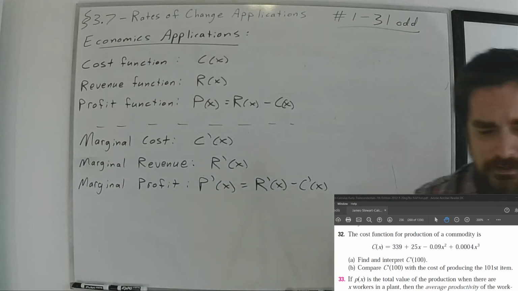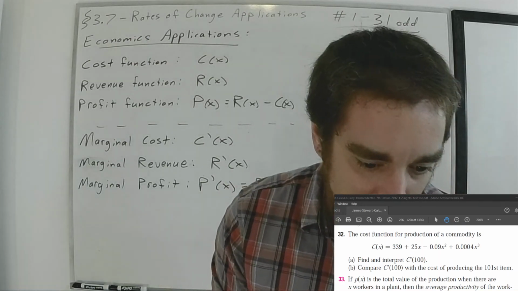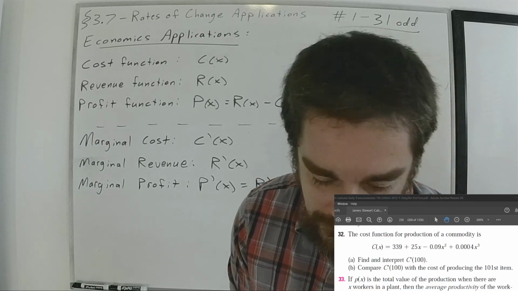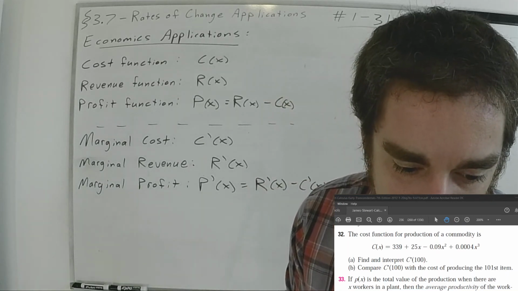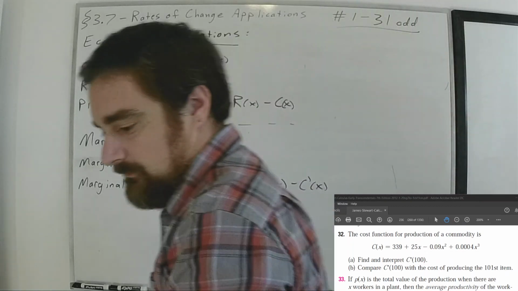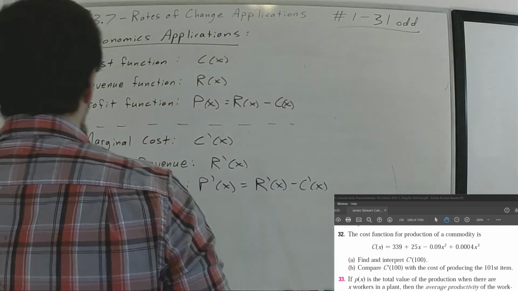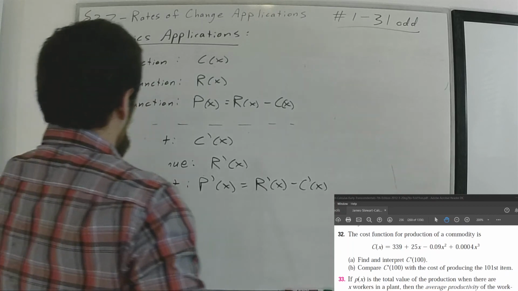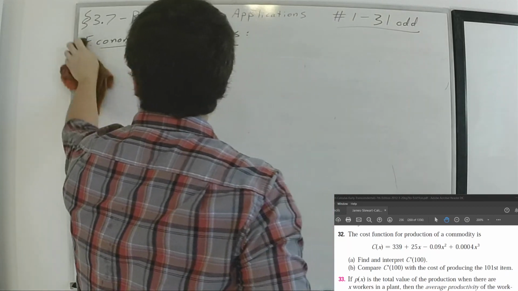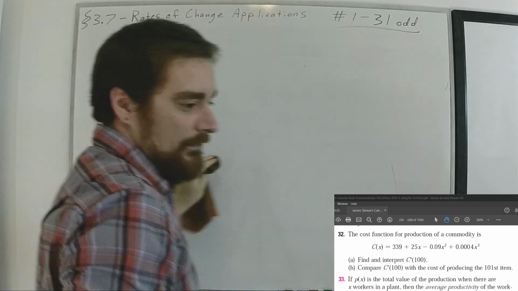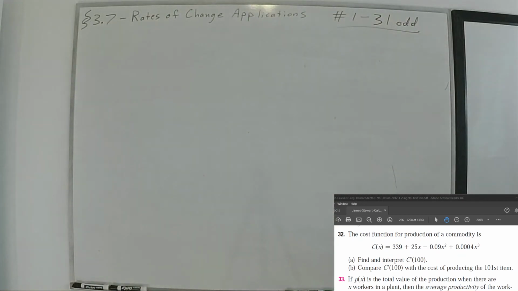It says that the cost function for production of a commodity is C of X. I'm not going to read it all out. It's all there. And it says find and interpret C prime of 100. So we want to first find the derivative, and then using that derivative, plug in 100 and see what we get.